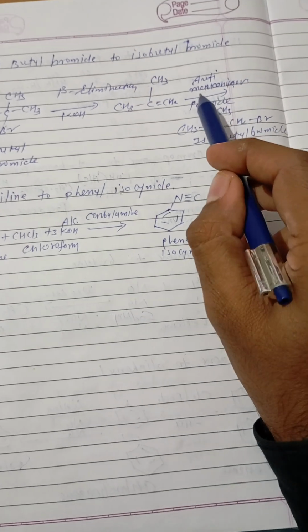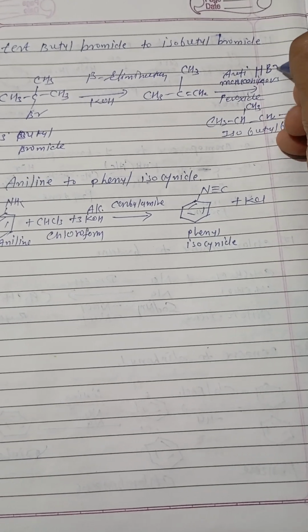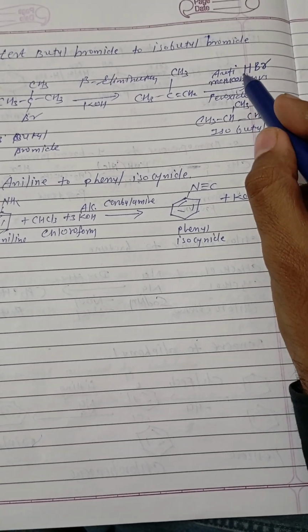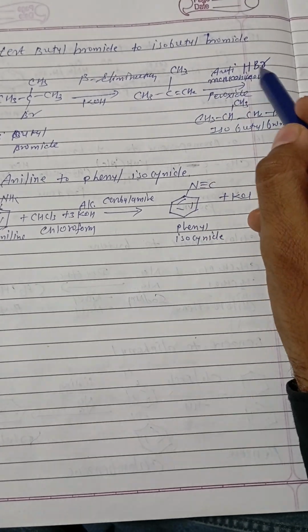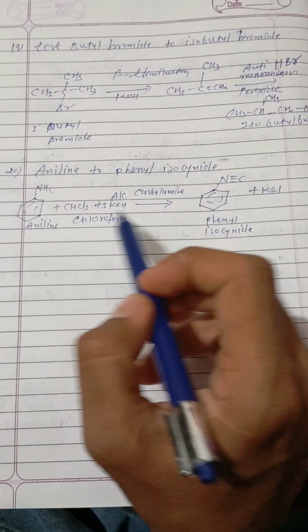So here we just write HBr and the peroxide. I mention here HBr also, the reagent is the HBr. So hydrogen is attached on the second carbon and bromine is attached on the first carbon, will form isobutyl bromide as the final product.